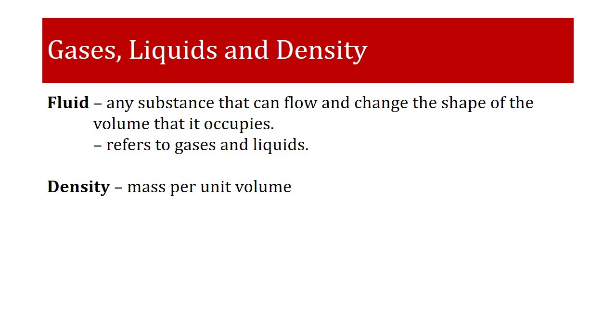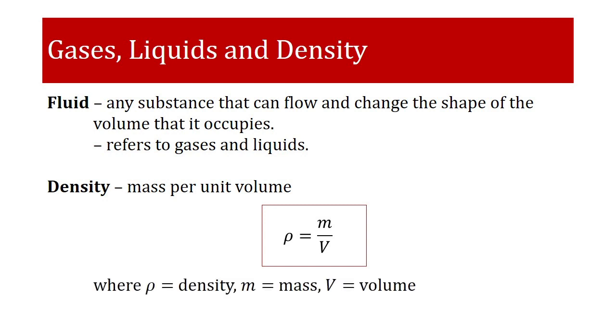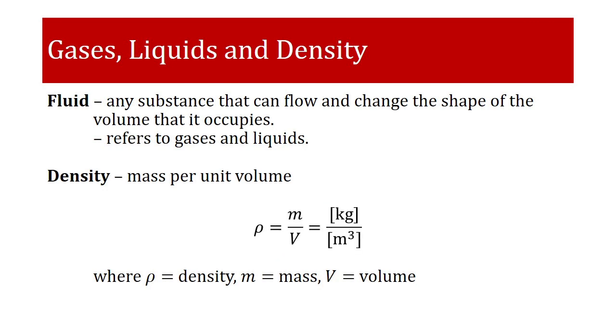One important property of fluids, bisan pa og solids apil, is the density, which is defined as mass per unit volume and is given by the formula rho equals m over v, where rho stands for density, m for mass, and v for volume. Since the SI, the standard unit for mass is kilograms and volume is cubic meter, so the unit for density is kilograms per cubic meter.